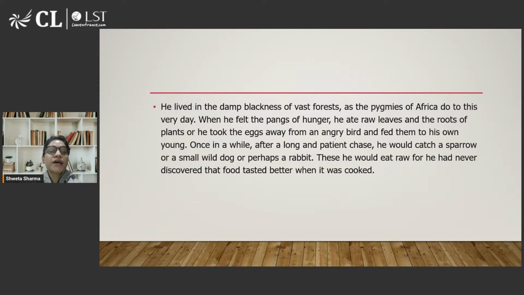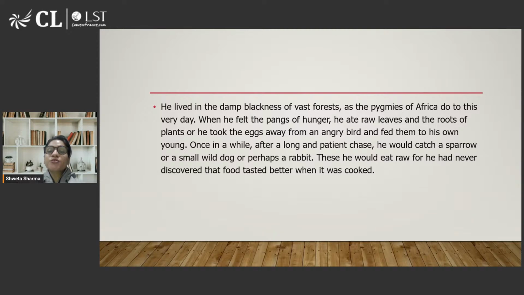He lived in the damp blackness of vast forest as the pygmies of Africa do to this day. What it's talking about is how the pygmies in Africa looked similar to humans at that time, who somehow survived in the dense, dark, vast forest, as the pygmies of Africa do to this very day.